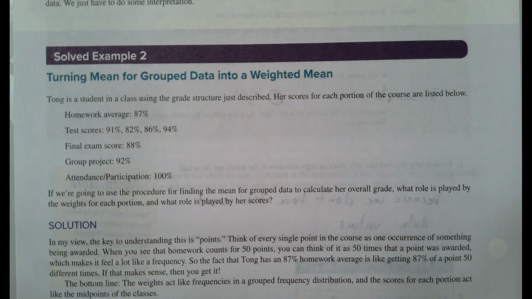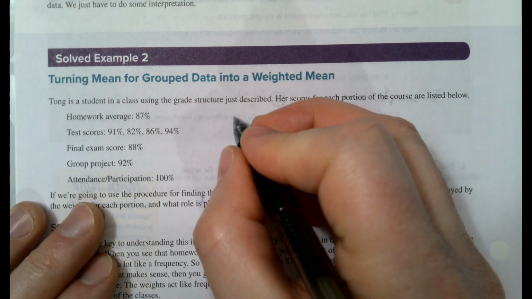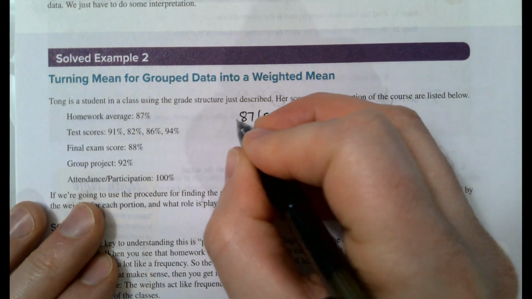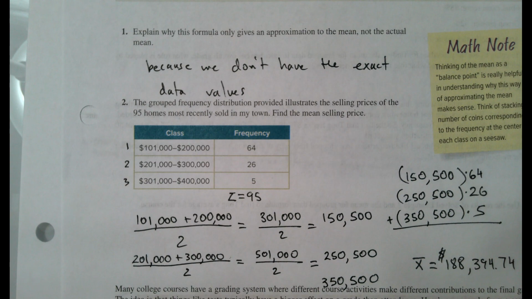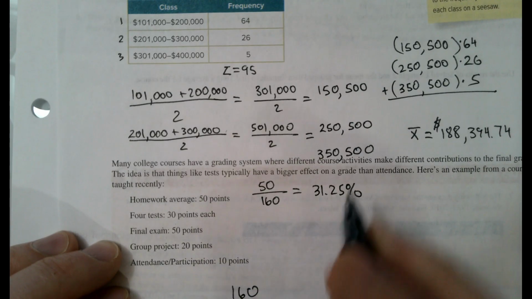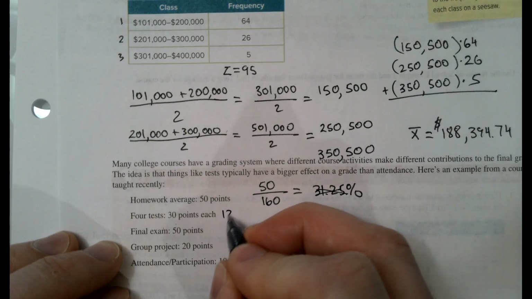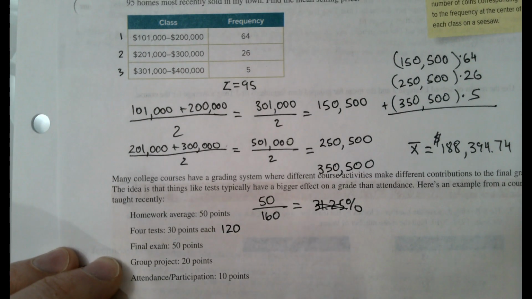We're going to do this in Desmos, and what we do is we take this percentage, this 87%, we multiply it times the 50, we add to it the test scores. Now, if you recall, each test score was 30 points each. Oh, I'm sorry. I should have added these 30 points together, so it shouldn't have been 160. So this is wrong. The 4 tests are a total of 120 points. So I need to change what that total is.